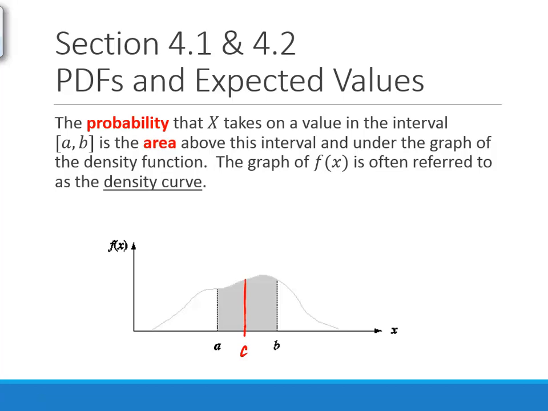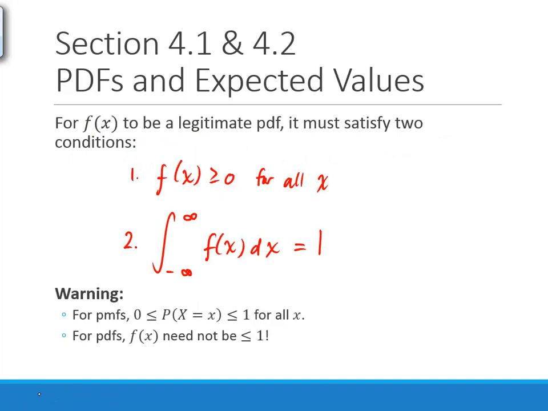Yeah. Another thing, when the PDF is greater than 1, what does that mean? Great question. That simply means that the value of the PDF at that point is bigger than 1. Does that mean it will always occur?